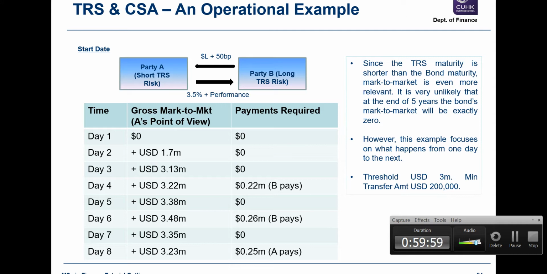So in a total return swap, typically you just pay the funding plus a spread, and then you get the performance. So the economic result of that is a little bit like borrowing money for party B anyway. It's like borrowing money and then using that borrowed money to buy a bond. It's very, very similar.